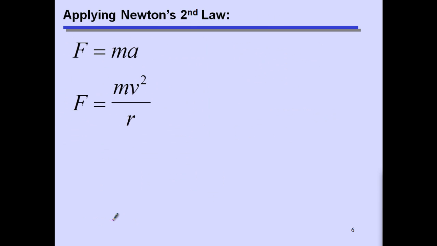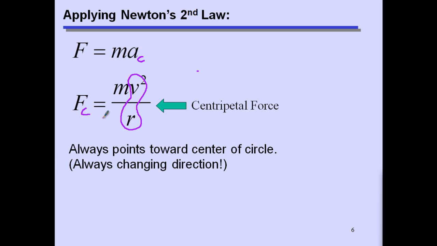Now we can apply Newton's second law here. If we remember that force equals mass times acceleration. Now in circular motion, there's going to be a little c here, and our a sub c equals v squared over r. So when we're talking about this force for circle stuff, that's going to be our centripetal force. It always points towards the center of the circle. Centripetal, translated from its Latin, means center seeking.